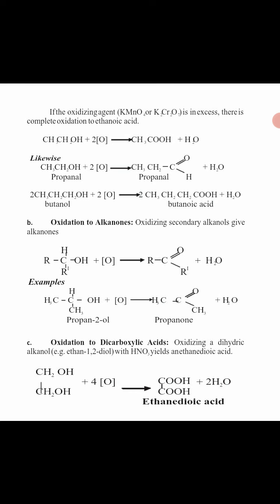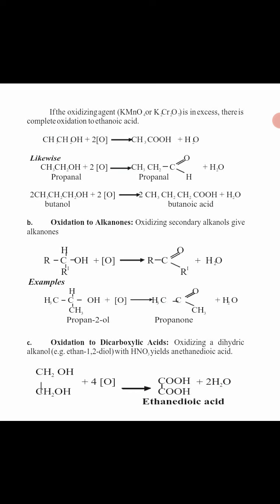What is the product of the complete oxidation of ethanol? Once you hear that word complete, it means the oxidizing agent is in excess. So the answer there is ethanoic acid. But if you just see the question, when a primary alkanol such as ethanol is oxidized, and you don't see the word excess or the word complete there, just know that the answer is ethanal. Ethanal. Let's get the difference.